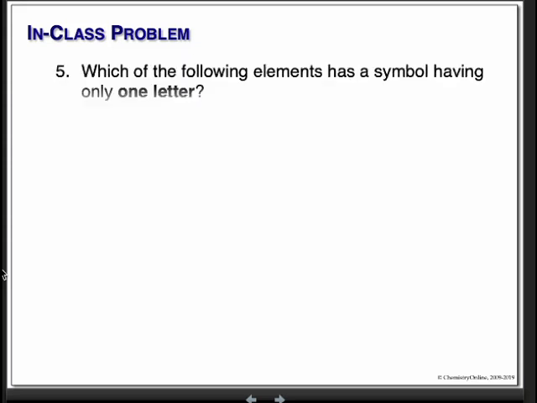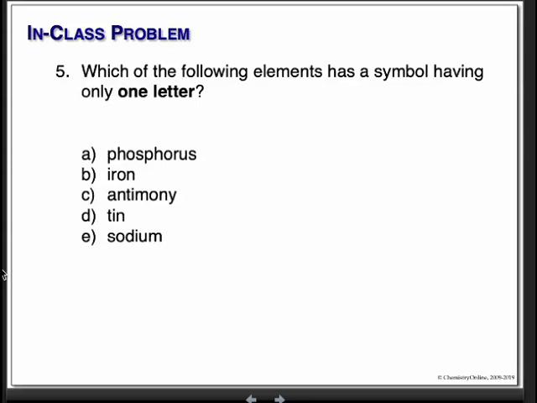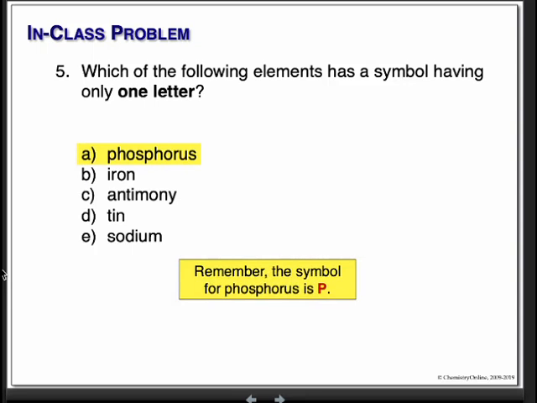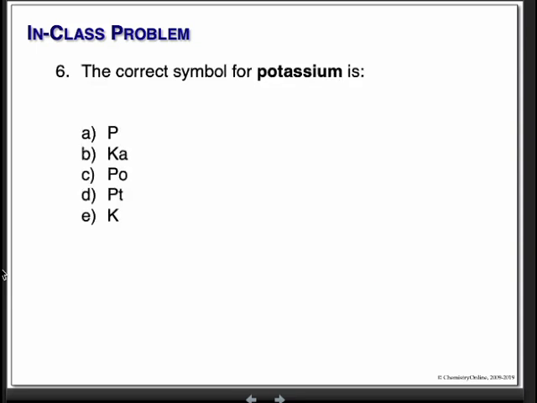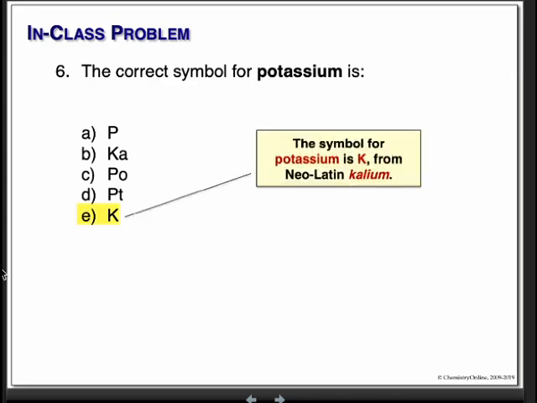And finally, which only has one letter? Sodium was Na, tin was Sn, antimony Sb, iron Fe, phosphorus was P. Any question? Oh, I forgot, there's one more. What's potassium? Everyone knows that, just like sodium. Potassium, of course, is K for kalium.